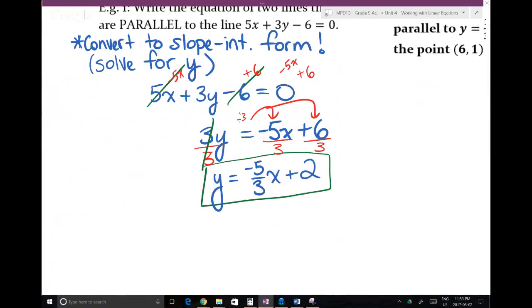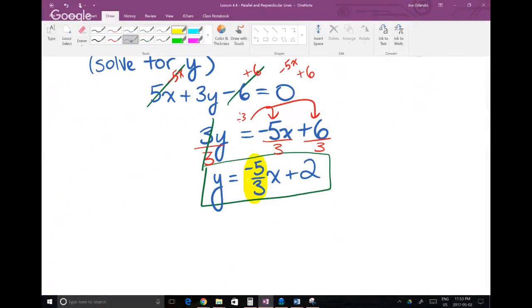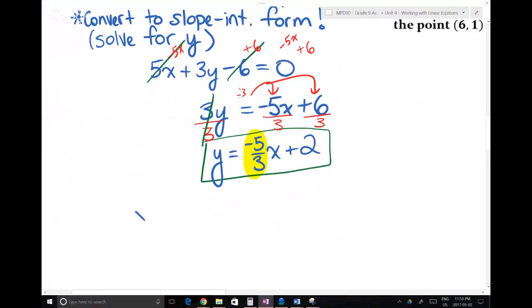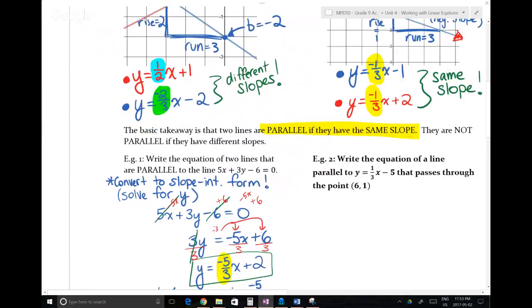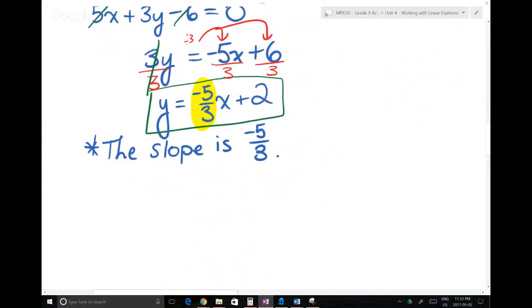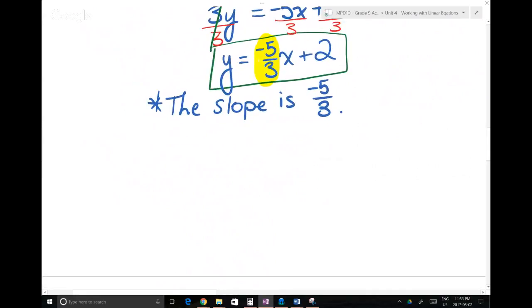And of course, the main takeaway from that is the slope. So we can now say the slope is negative 5 over 3. Now remember, lines are parallel if they have the same slope. So I just need to make two equations that have the same slope. But I can choose different b values, any b values I want.